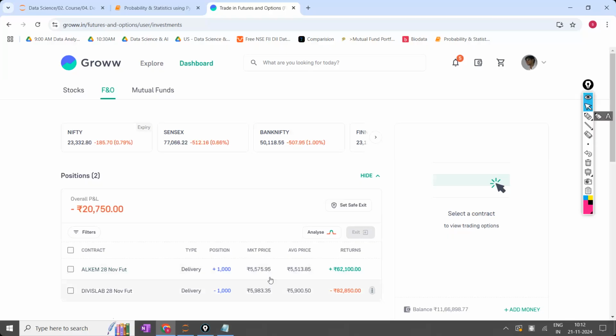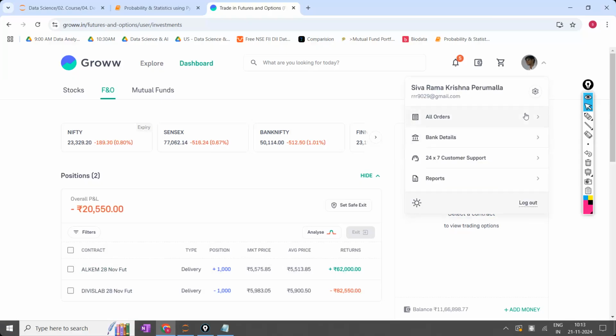What I have done is, in one company I have purchased 1,000 shares, and in the other company I have sold 1,000 shares. According to me, this company will fall and this company will increase. Out of these two, this will happen. Now, the same logic I have applied from day one.